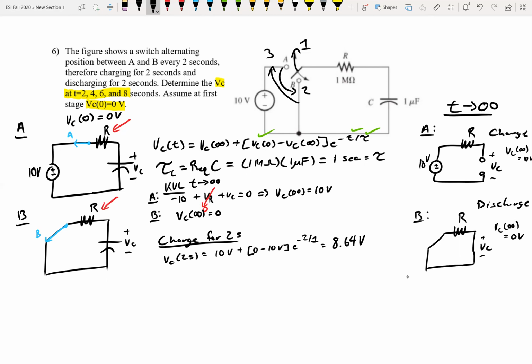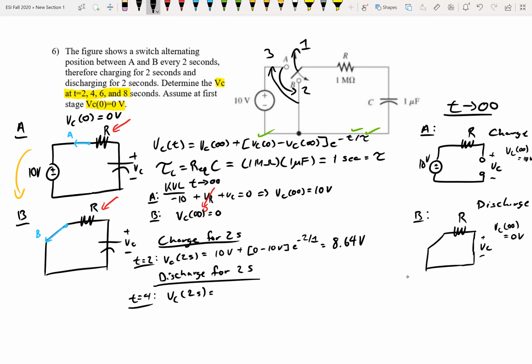So now that we've charged up for 2 seconds, then what we're going to do is now switch over to B and start to discharge. So we're discharging for 2 seconds now. And granted, this is at time is 2 seconds. This will be a time at 4 seconds. But the thing is that we're only discharging for 2 seconds. While this is 4 seconds in the process, we're only discharging for 2 seconds.